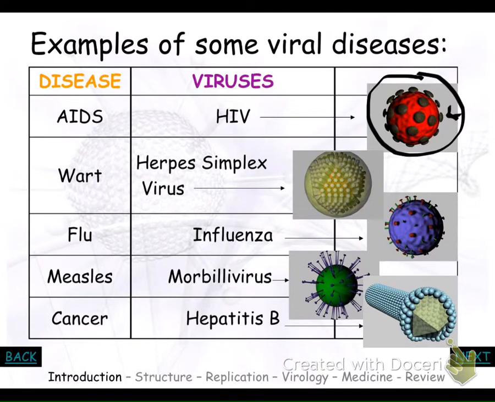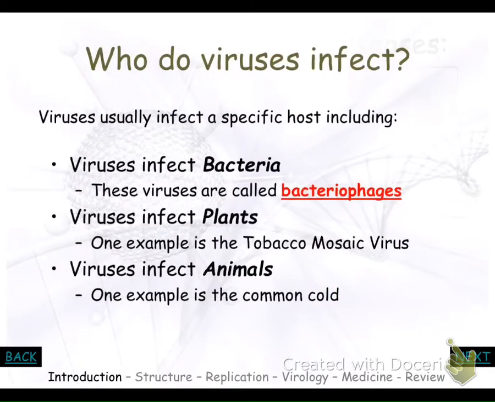Warts are caused by the herpes virus. The flu, or influenza, measles is caused by the morbillivirus, and cancers can be caused by viruses like hepatitis B. Now, who do viruses infect? Viruses usually infect a specific host, including bacteria. These viruses are called bacteriophages. Viruses can infect plants, and viruses can also infect animals.